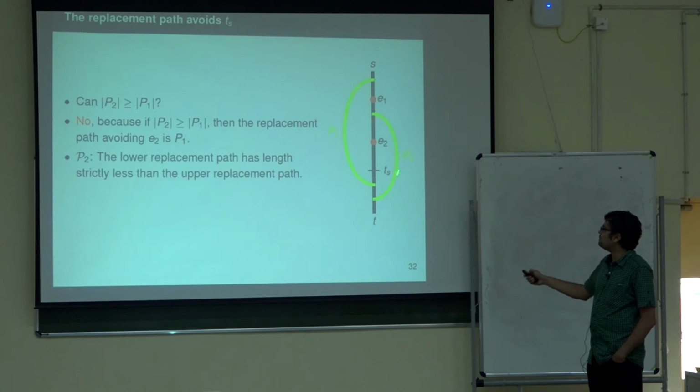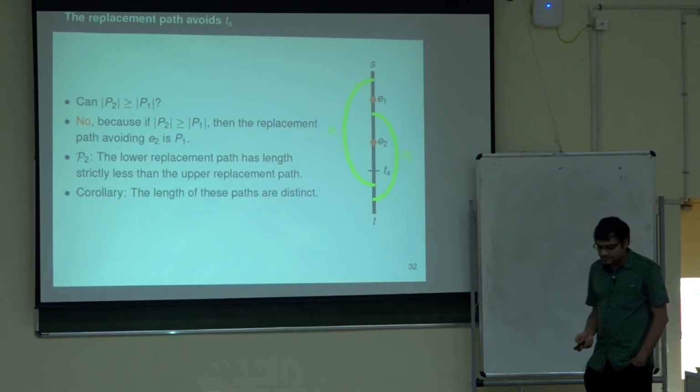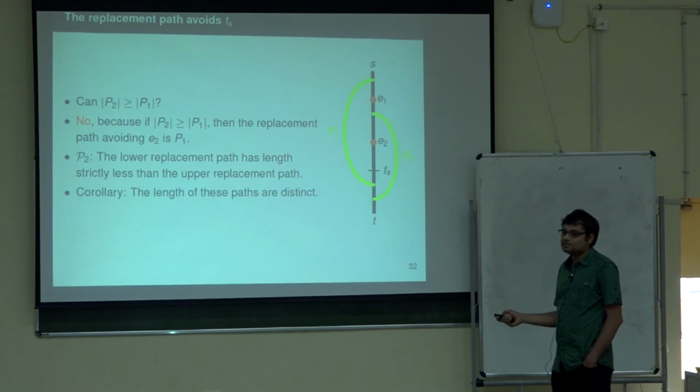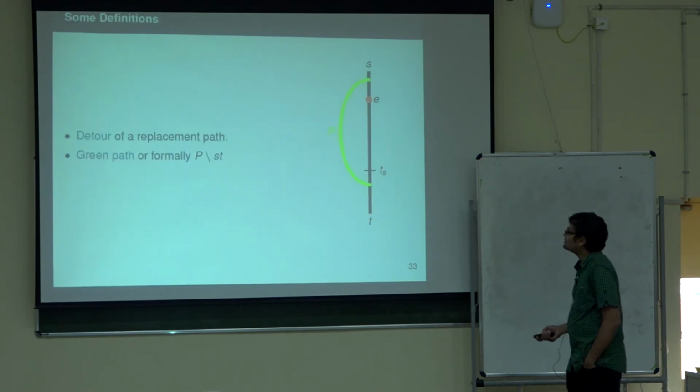Why would we use this? We will just use this, because this is also avoiding it. Which basically means that the lengths of all these paths are distinct. It's just a nice correlation.